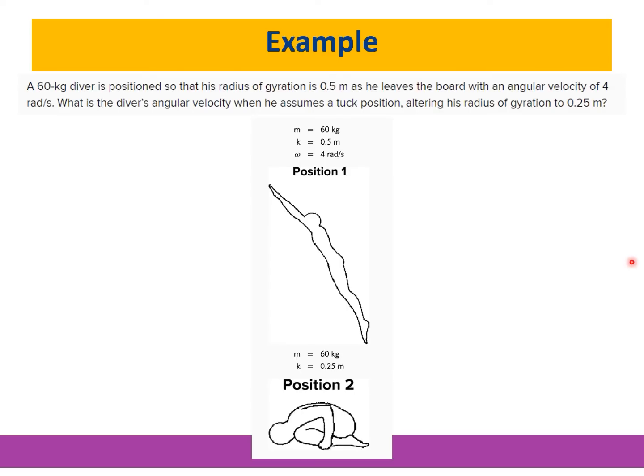Example. Let's spend 3 more minutes. If you have a 60 kilogram diver positioned so that the radius of gyration, K, is 0.5, I'm assuming that the mass is concentrated 0.5 meters from the center of rotation. He leaves the board with an angular velocity of 4 rad/s. What is the diver's angular velocity when he assumes a tuck position, altering the radius of gyration to 0.25? Remember, H equals I W, and I equals mass times k square. Don't forget the square, multiplied by W. H should always be constant, the same in the two positions.